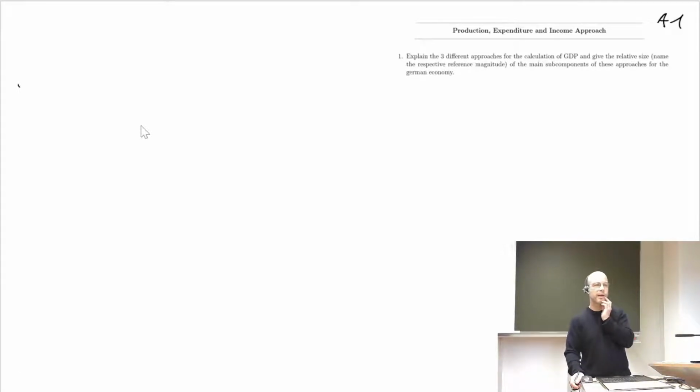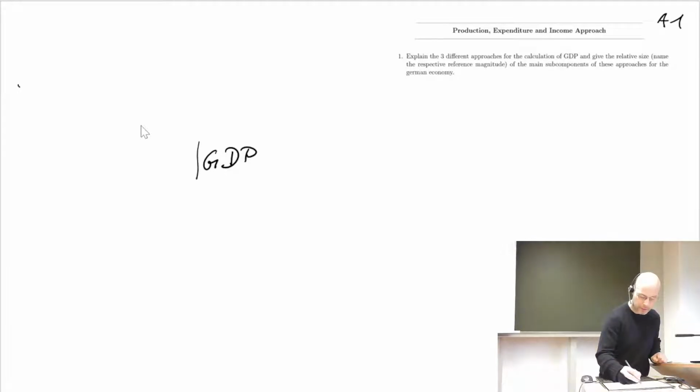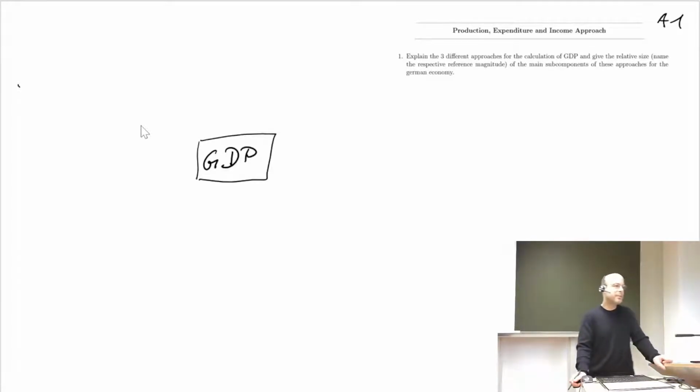So, what do we have? Explain the 3 different approaches for the calculation of GDP and give the relative size. If we give the relative size, then we also have to know through which number we are dividing. So let's start. This is more or less a general summary of what we have done when we talked about GDP. How can we calculate GDP? Our 3 different sides, so to speak, 3 different approaches which we have.